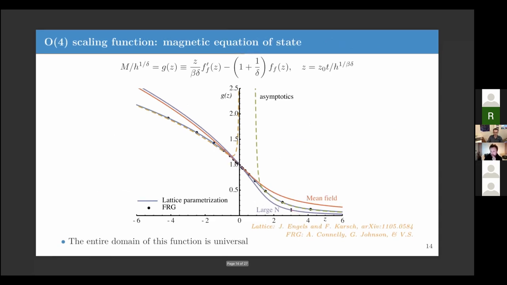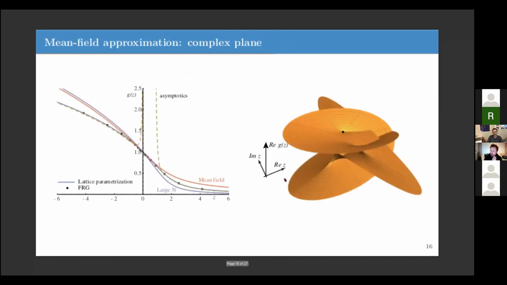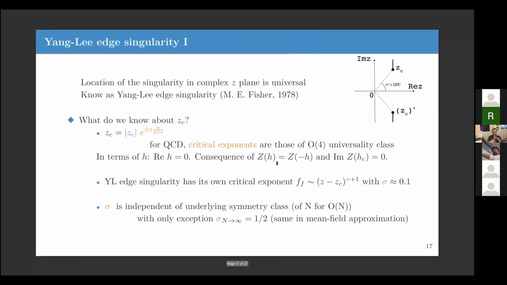And although there are singularities in the complex plane, these functions are pretty smooth over here. But if you go to the complex plane, as I said, you'll see that there are singular points located over here. Those singularities are very well known from 1978, and they are known as Yang-Lee edge singularities. So what is known about the location in general beyond the mean field or large N approximation? Well, not much actually. What was known is that they are located on these lines, and the angle of these lines is known.